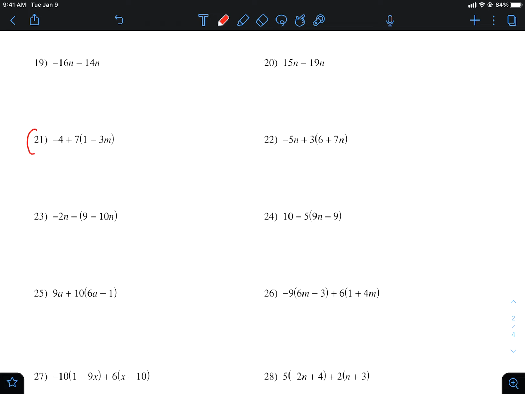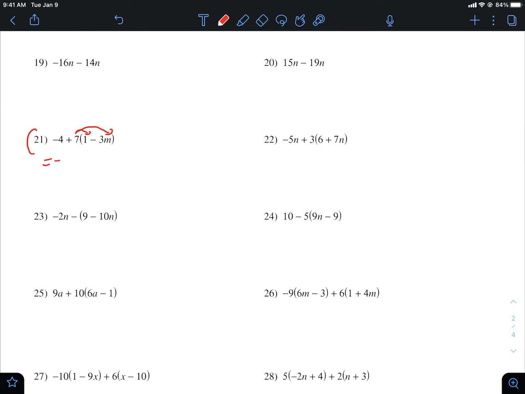Okay? So what that means is that with order of operations, we need to figure out what's going on with the brackets first before we can actually add or subtract anything else. So we do what's called the distributive property. We distribute the value 7 into these brackets. And what that means is that we essentially multiply 7 by everything in the brackets.